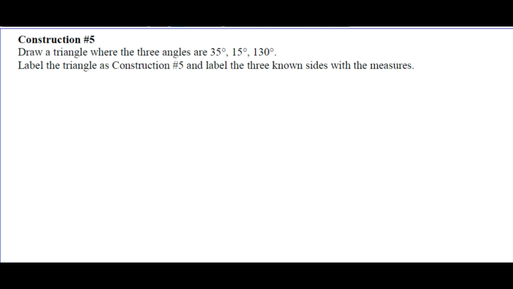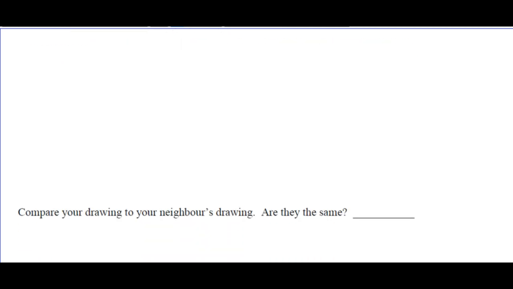Instruction number 5, draw a triangle where the three angles are 35, 15, and 130. So students have drawn a triangle with the three angles known and compared it with their neighbor's drawing and found they are not the same because they might be different sizes, right?